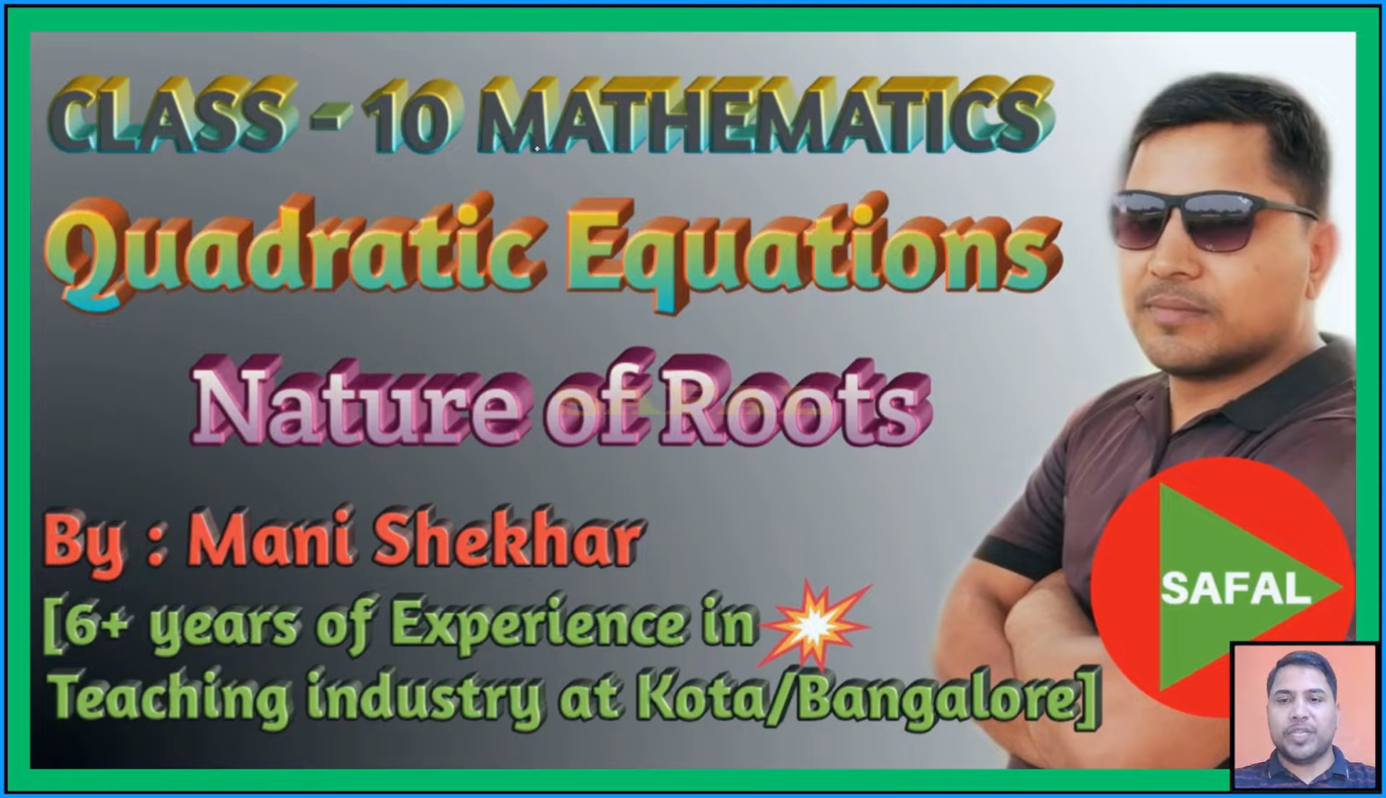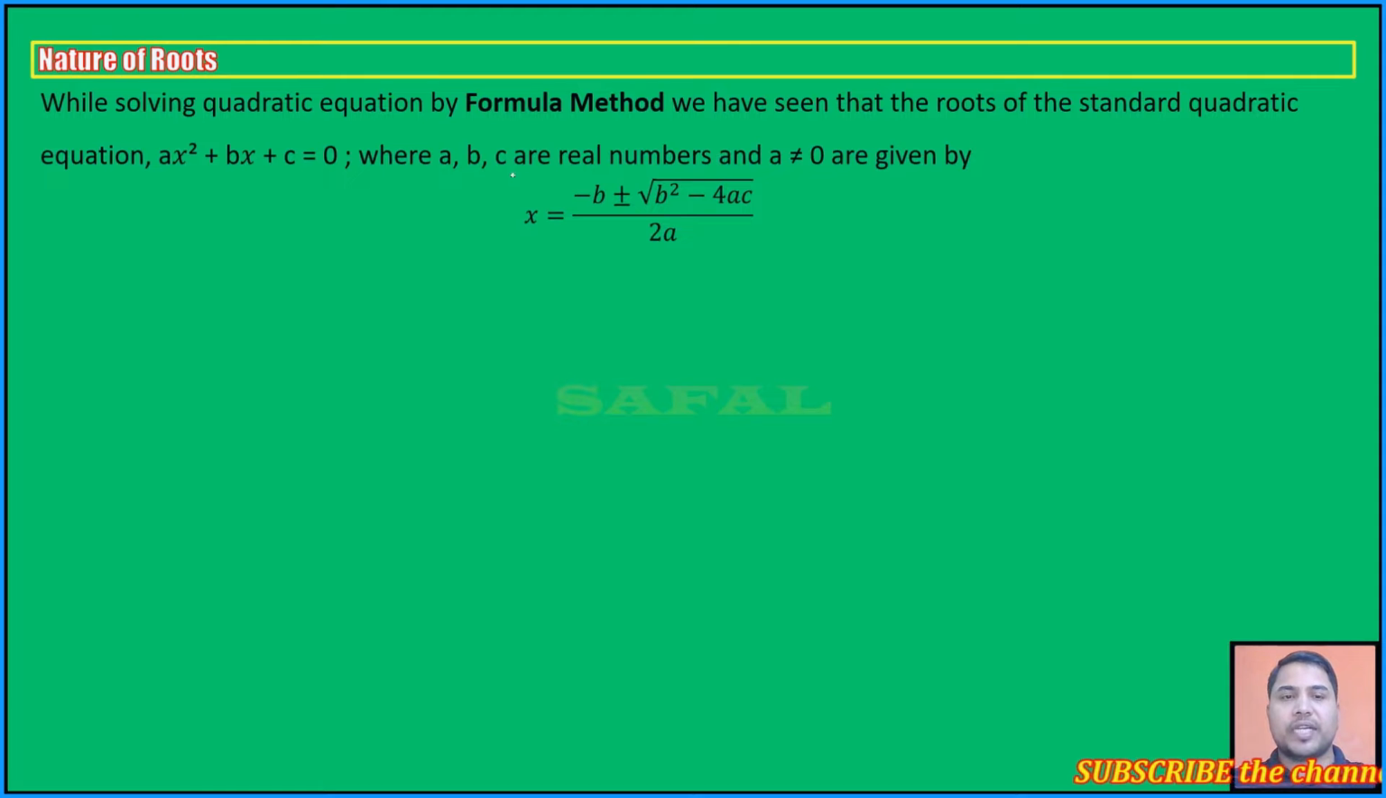Let's try to understand what we mean by nature of roots. In the previous session we have seen that for a standard quadratic equation ax square plus bx plus c equals 0, the roots are given by the formula minus b plus minus square root of b square minus 4ac by 2a.